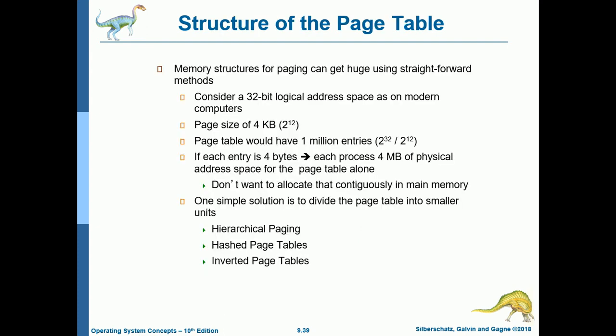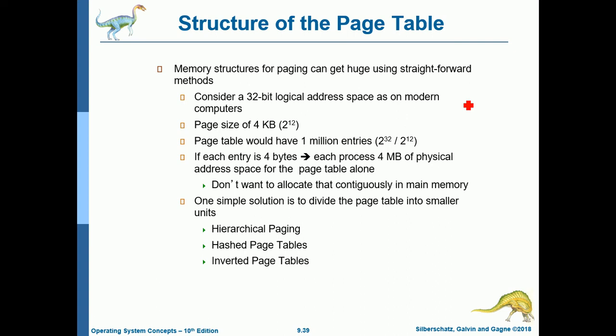Okay, next we have the structure of the page table. Memory structures for paging can get huge using straightforward methods. Consider a 32-bit logical address space as on modern computers, with a page size of 4 kilobytes, 2 raised to 12. For this, the page table would have 1 million entries.